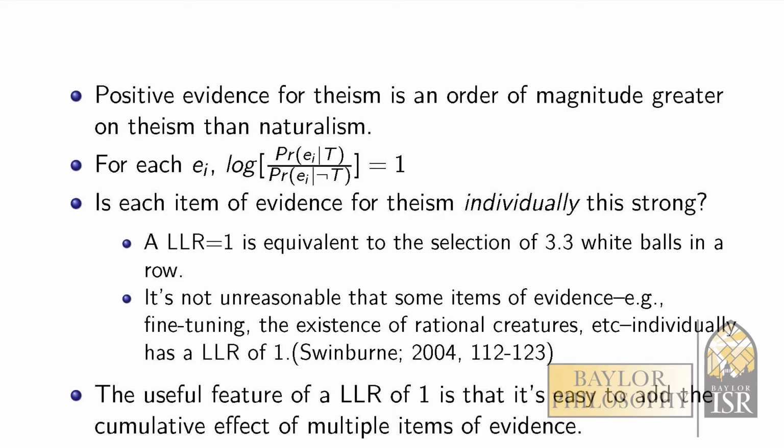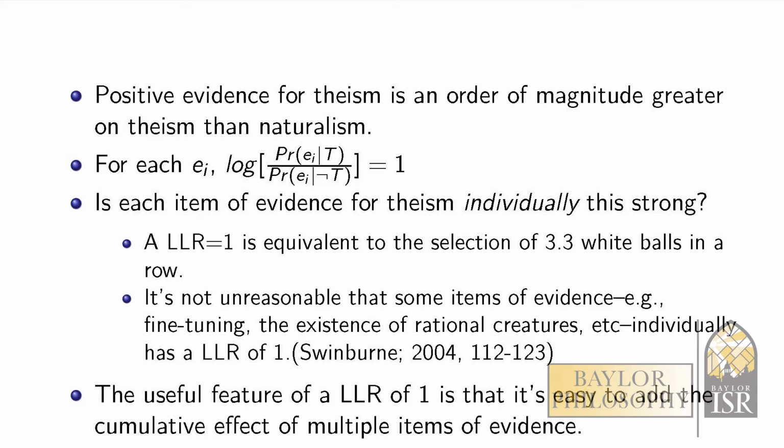Now we're going to turn to think about the cumulative effect of the evidence. What we want to do is figure out, for each item of evidence or for each argument, what's the relevant ratio. Since we have this general approach, we can just fiddle around and see what we get. What I did is start off with the idea that the positive evidence for theism is an order of magnitude greater on theism than naturalism. So your likelihood ratio there would be 10, the log of that would be 1.